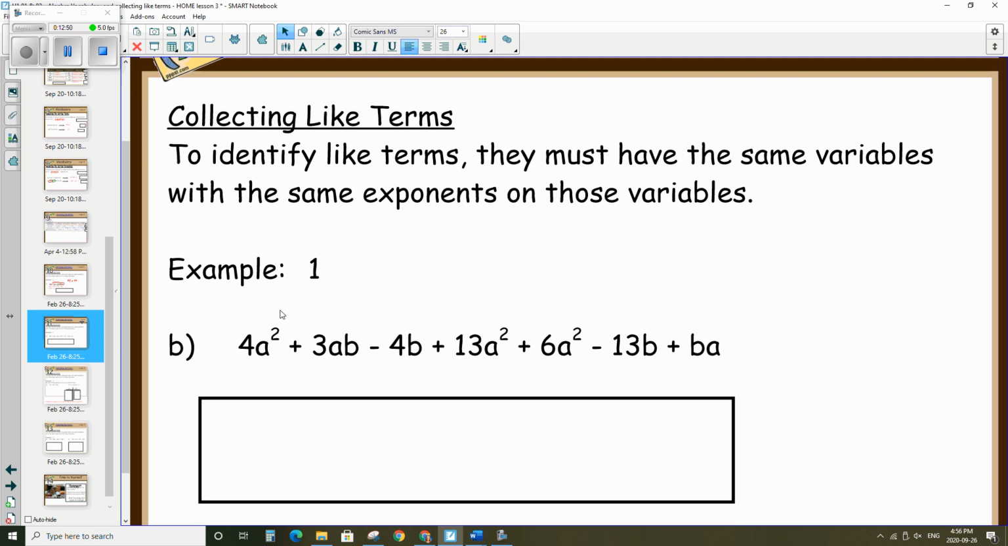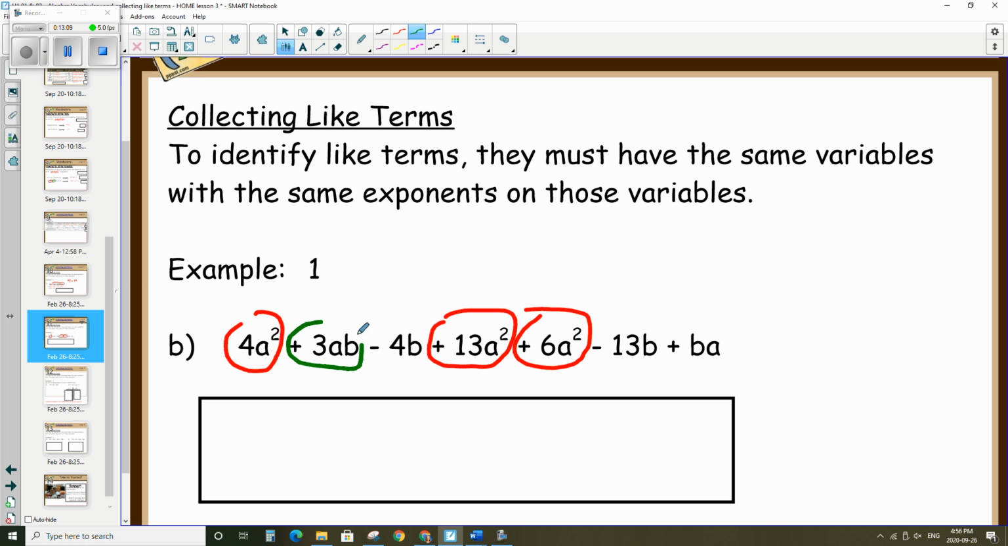Okay, another example. We've got 4a squared, so I'm just going to circle the ones that should go together. So this one, the 4a squared, would go with the positive 13a squared and the 6a squared. And we've also got, what do we have here? We've got positive 3ab, which is the same thing as positive ba, right? They have the same ending, they're just flipped. And then the last one would be negative 4b, would match the negative 13b.